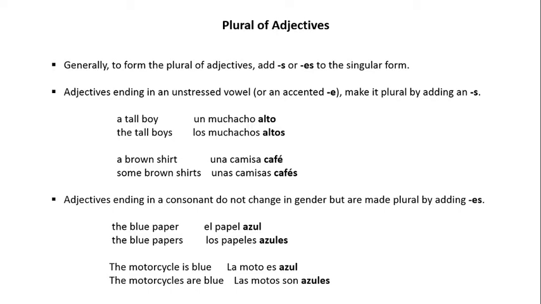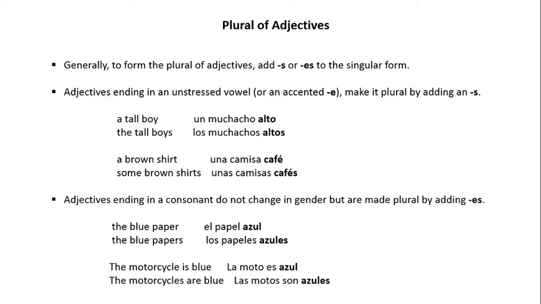Adjectives ending in a consonant do not change in gender but are made plural by adding es. For example, the blue paper, el papel azul. In the plural, the blue papers, los papeles azules. We just add es. Now the following example, we're going to refer to a feminine noun just to give you an example with the same adjective.